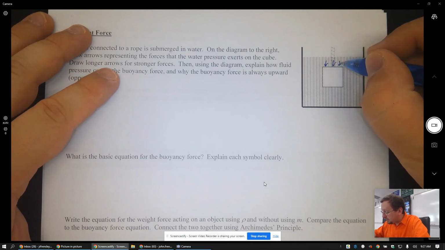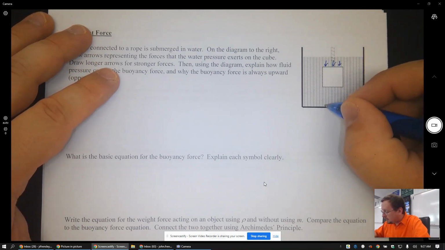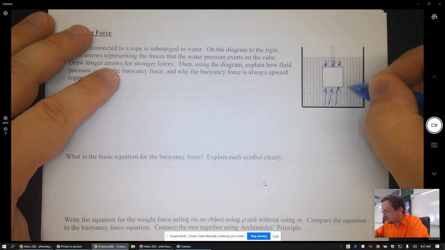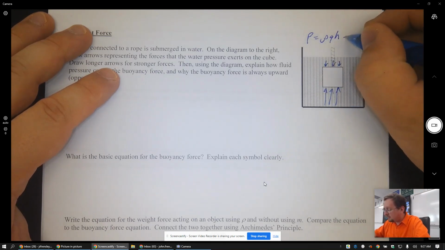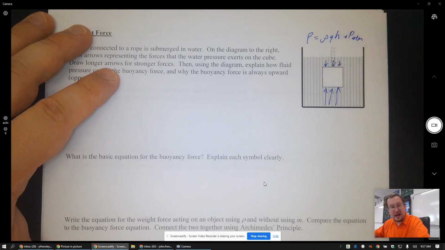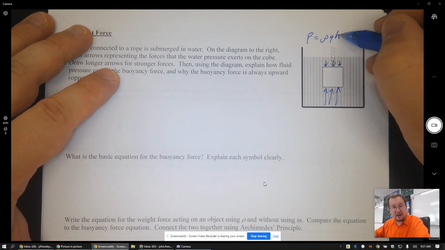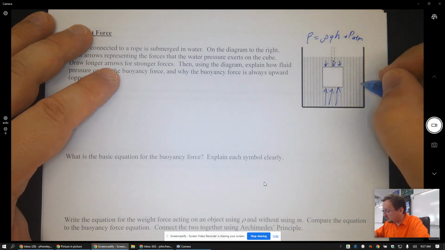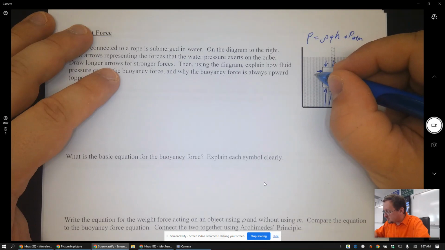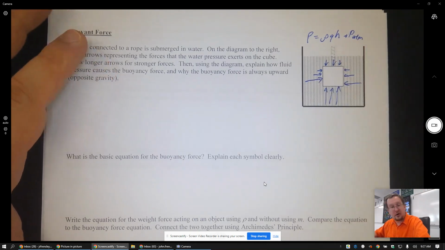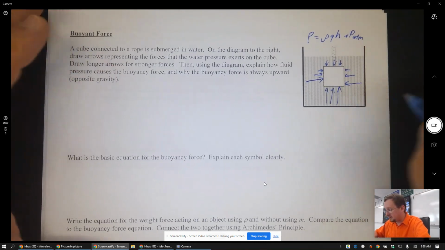So there's a little bit of pressure on the top, but there's a lot of pressure on the bottom because this is deeper. Remember, pressure is density times gravity times height. If you want to add the pressure of the atmosphere, you can. But the depth, I meant to say, the deeper you are, the more pressure there is. On the sides, I want my students to draw short arrows when it's not deep and longer arrows when it is deep. But these two things cancel out.